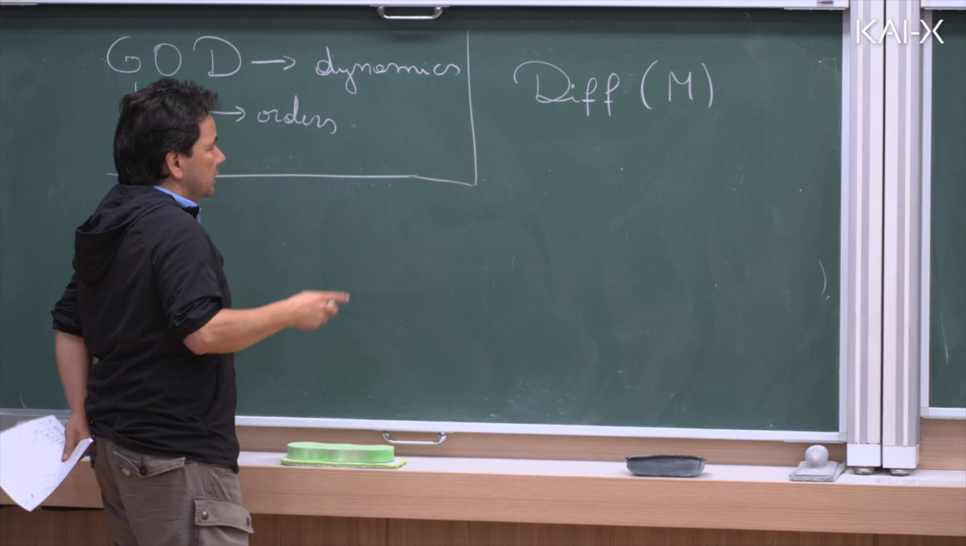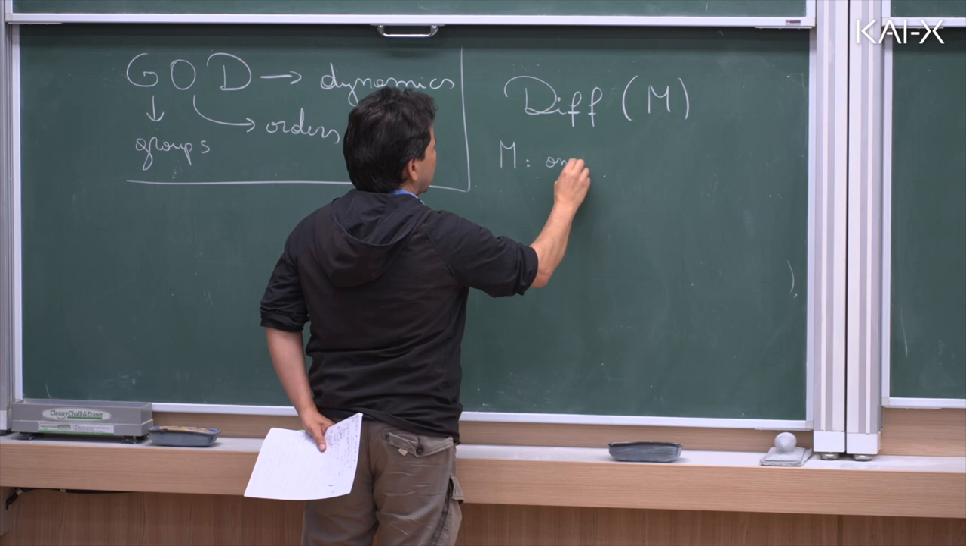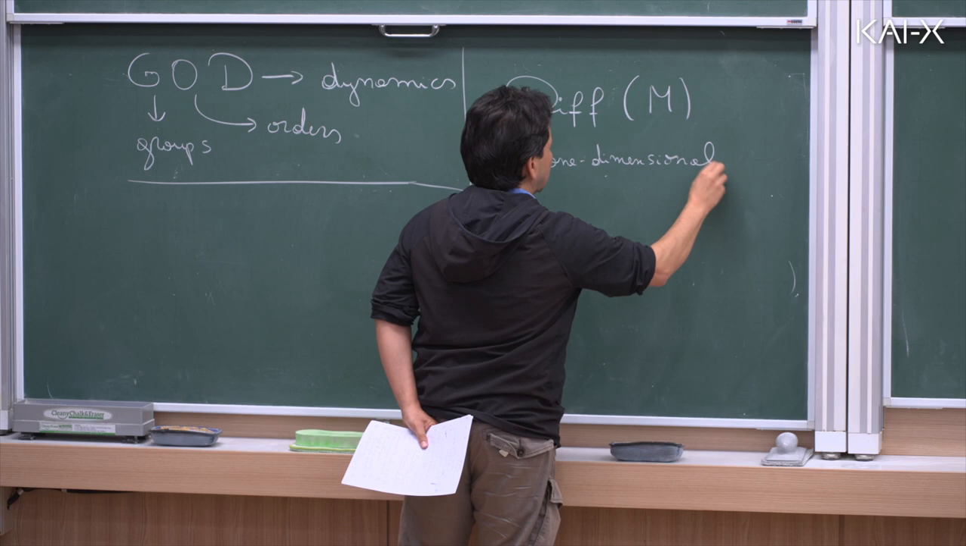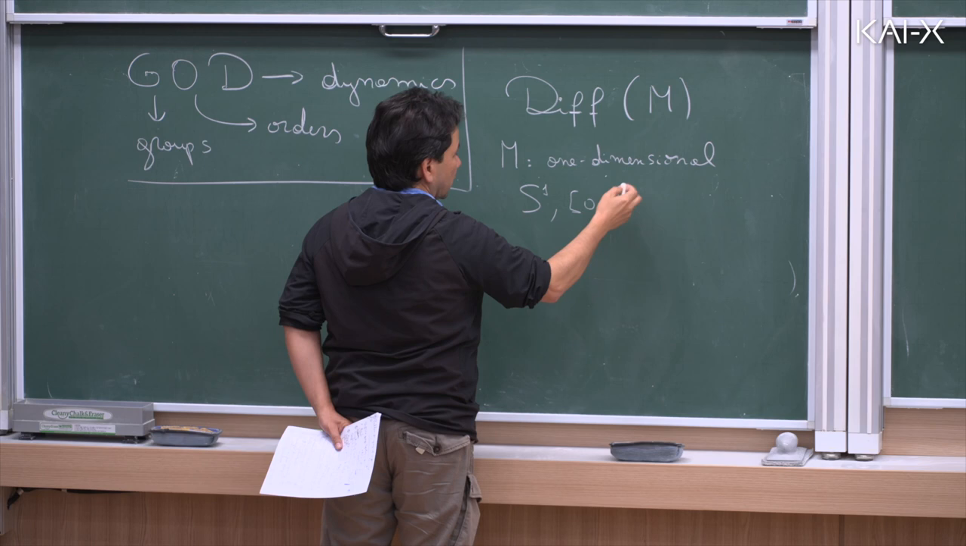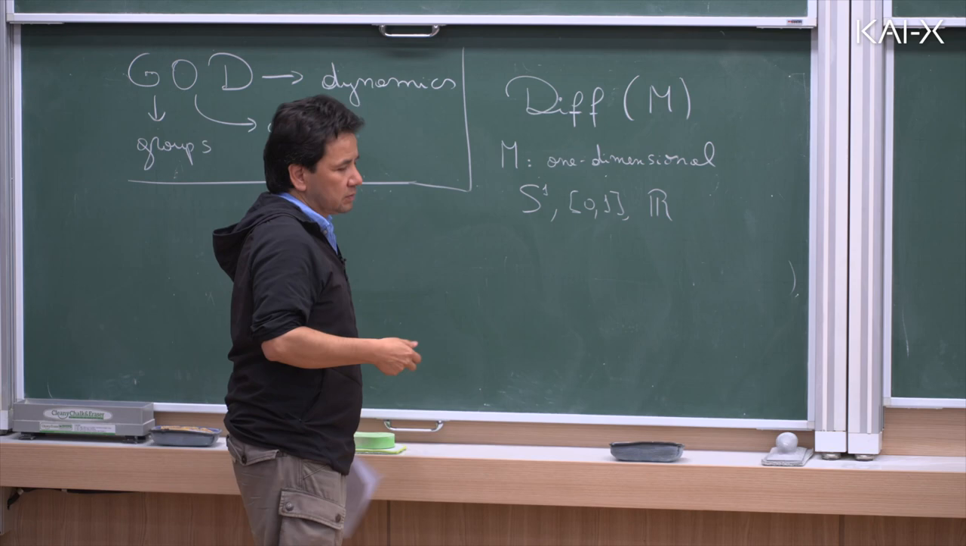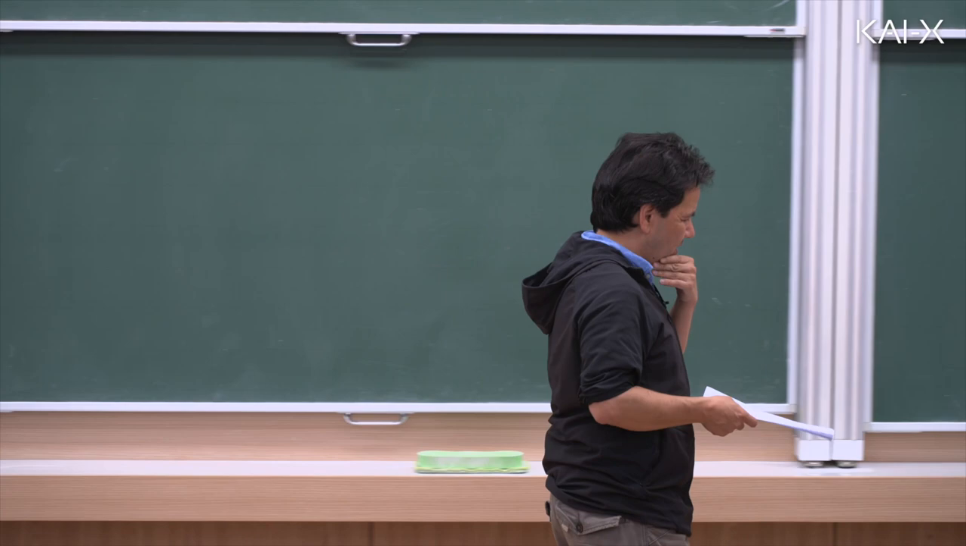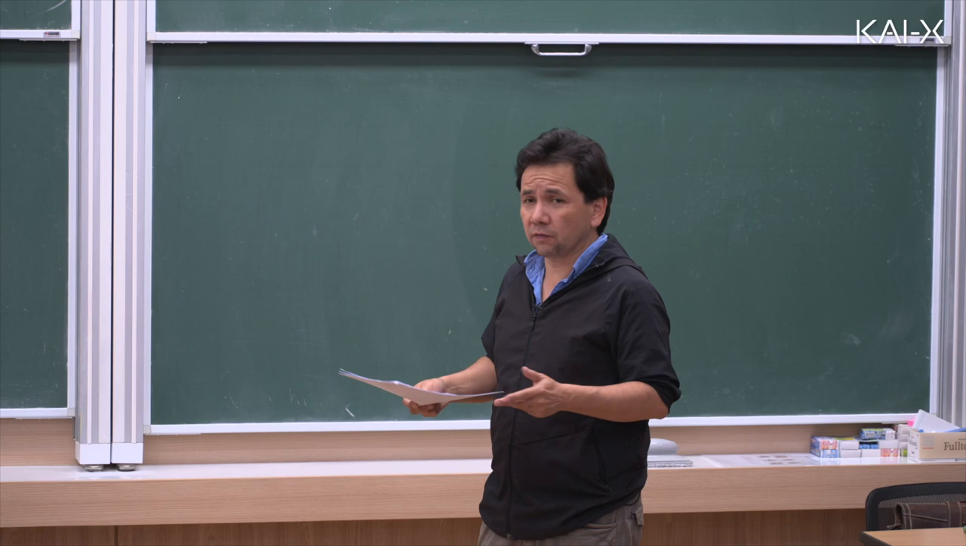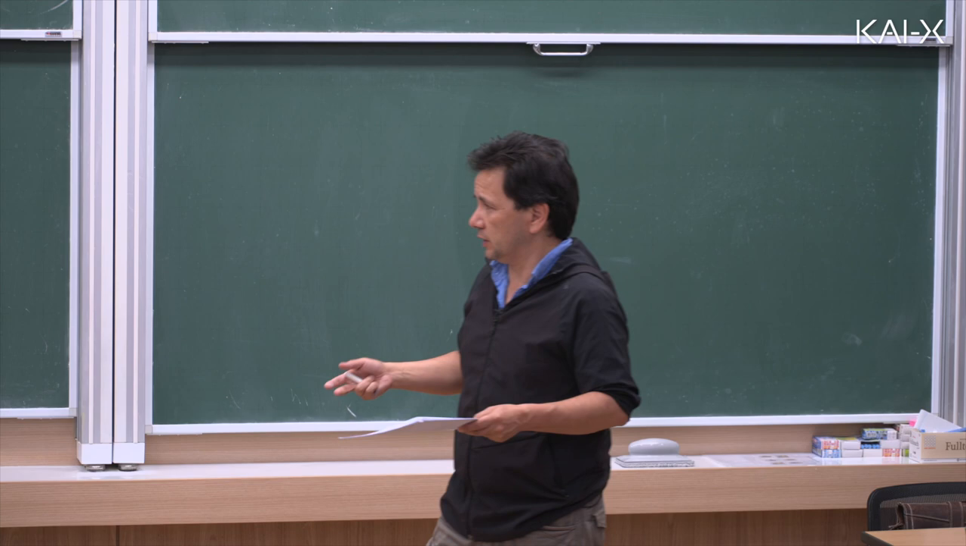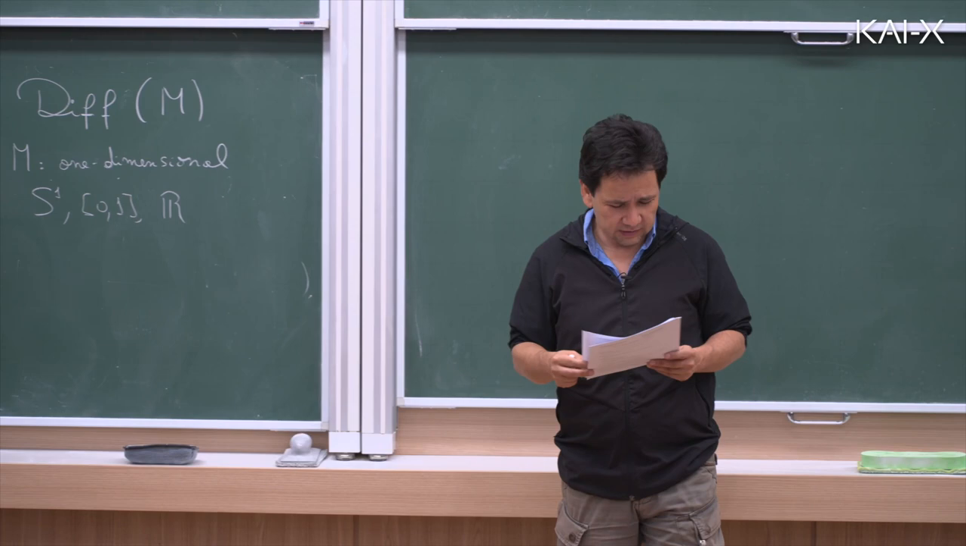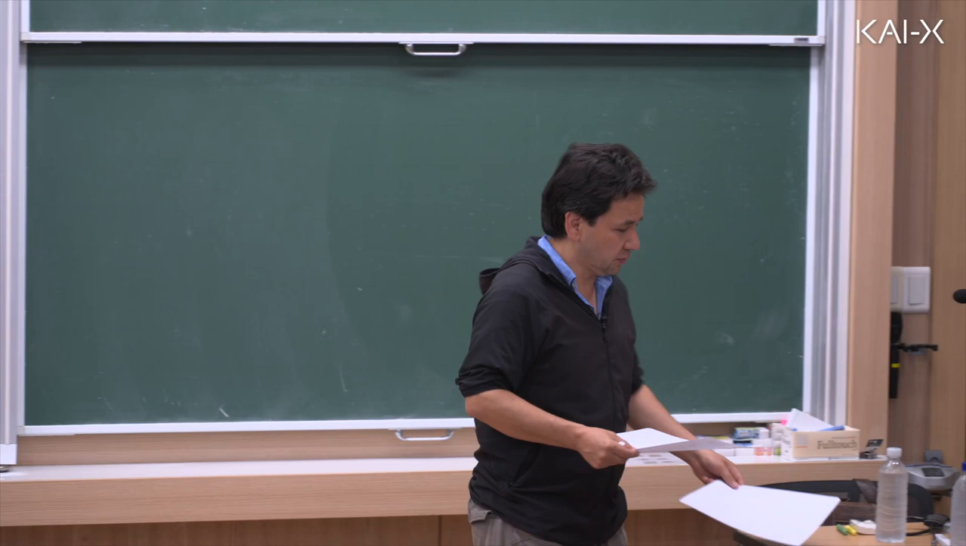But today, for the case of a one-dimensional manifold, not necessarily compact, so I will think about the circle or the closed interval or the open interval, which for most of the cases is equal to the real line, there is a very robust theorem today. So most of the natural questions have been answered. But there are still some very nice, very concrete questions which remain open. And that may be interesting to look at today.